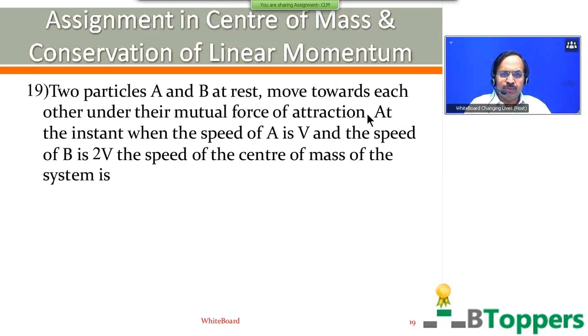Two particles A and B at rest move towards each other under their mutual force of attraction. At the instant when the speed of A is v and the speed of B is 2v, the speed of center of mass of the system is? Four options are shown on the screen. Come on, try the question.